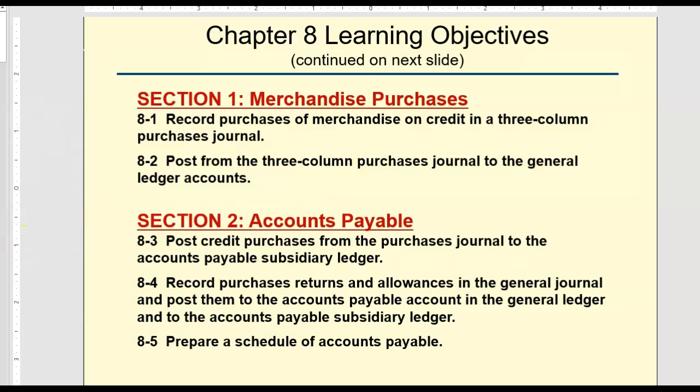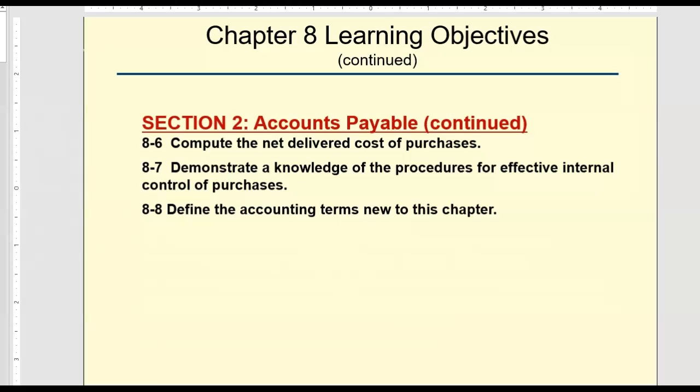So let's go through the objectives. We're going to learn merchandise purchases and how to post in the accounts payable ledger. We also need to compute in this chapter the net cost of purchasing things. Not only do we purchase items for resale, but the costs that we incur also include freight. The shipping cost that comes along with our purchases is new, and we haven't dealt with that before.